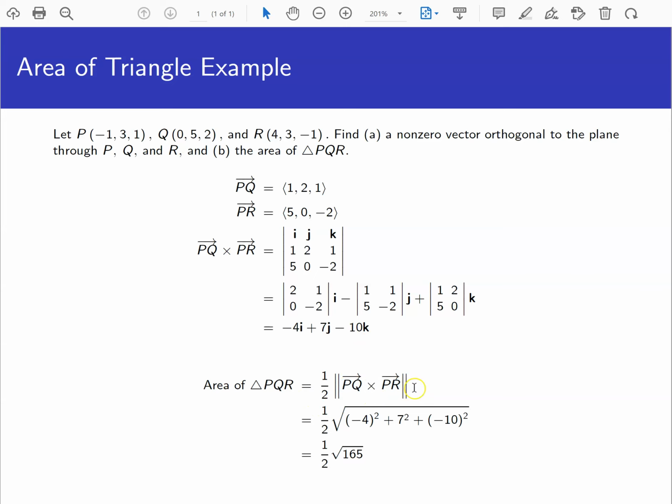And the magnitude of the cross product, of course, then will be the square root of (-4) squared plus 7 squared plus (-10) squared, or the square root of 165. So our area is 1/2 of that. So the area is 1/2 of the square root of 165.